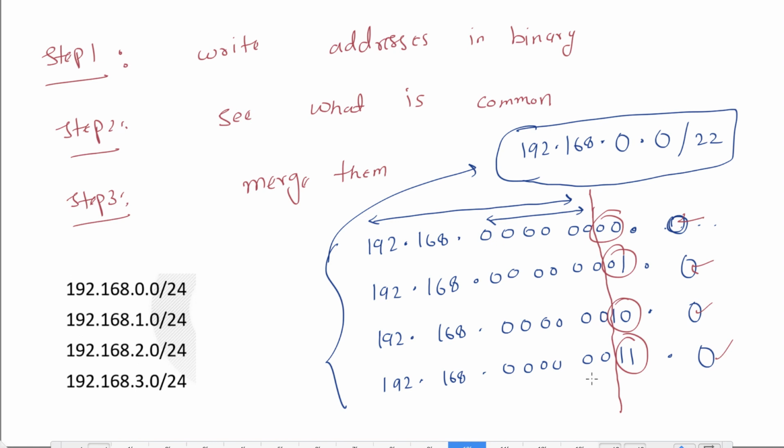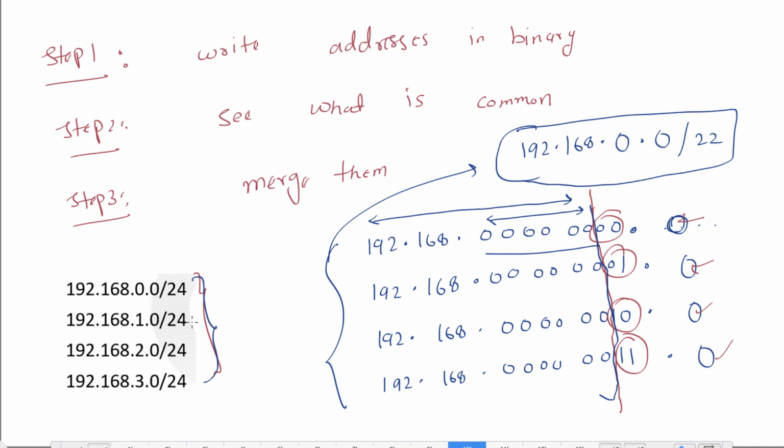So it says that anything that starts with 192.168 dot these zeros is just one of these networks. See what is common in all of this. 192 is common, 168 is common, and these bits are also common. So what I'm saying is that anything starting with 192.168 dot these bits belongs to one of these networks, right? I hope you got the idea.